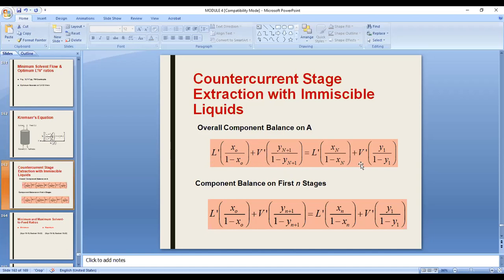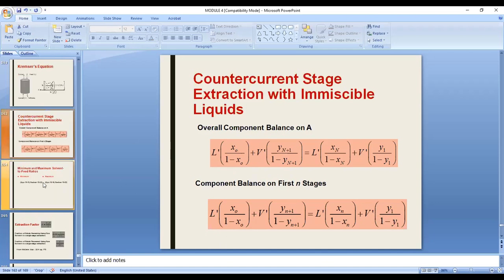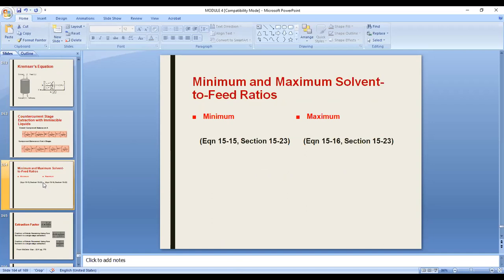So you can also use this. The way you use the equation is the same as if you're just dealing with a stripping problem. Where to find the equation in your handbook for minimum and maximum solvent to feed ratios? These are the equations. Since I have indicated it here, look it up in your handbook. That way you'll be familiar already with these equations as they are represented in your handbook.